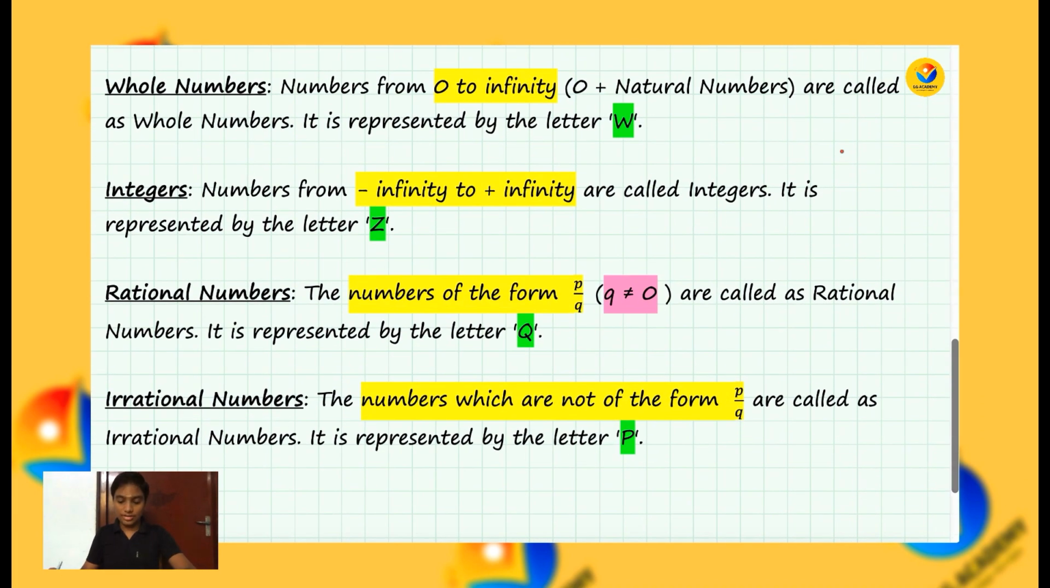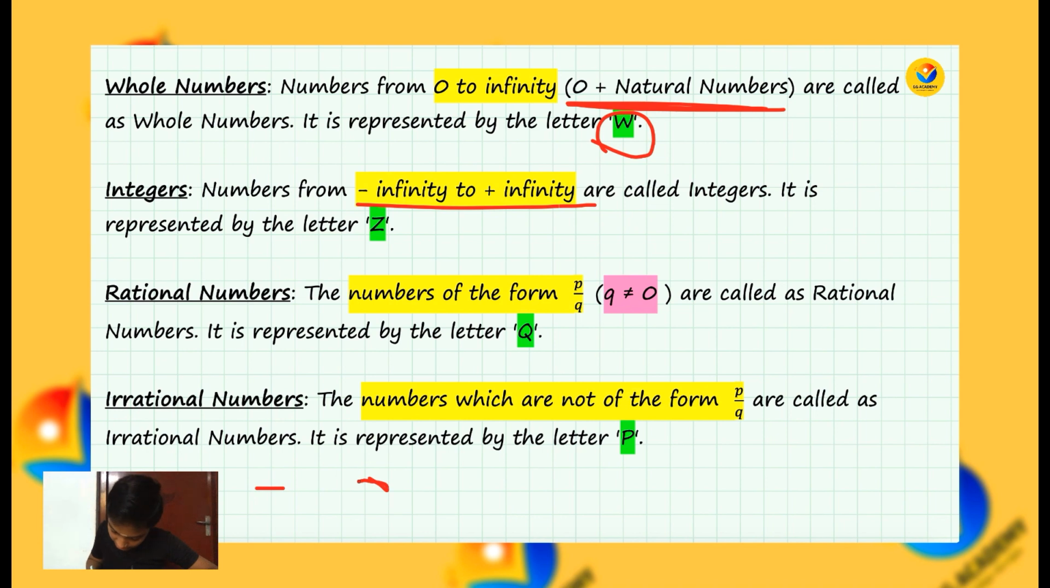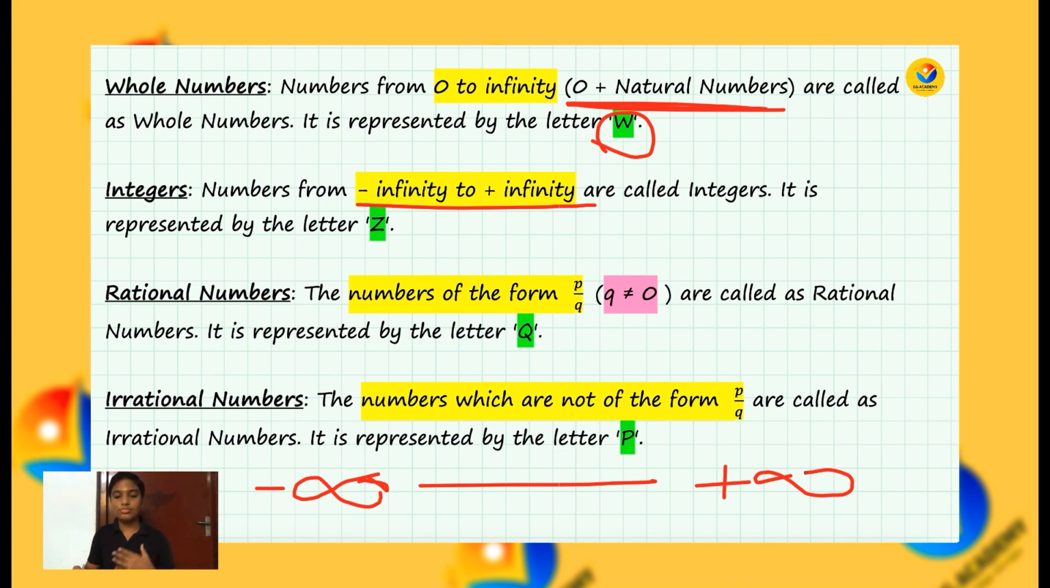And next is whole numbers, 0 to infinity, or I can tell it as 0 plus natural numbers. They are called whole numbers, and they are represented with W. And integers means numbers from minus infinity to plus infinity. Infinity is represented by this symbol. You have to understand that symbol. This is infinity. Minus infinity to plus infinity. This is exactly integers. So from the negative side to the positive side, to both ends, minus infinity to plus infinity are integers, and they are represented by the letter Z.